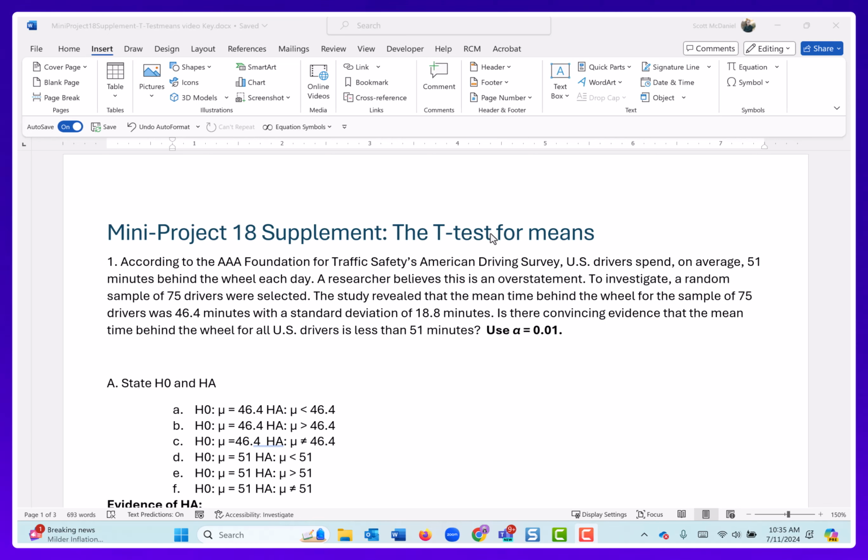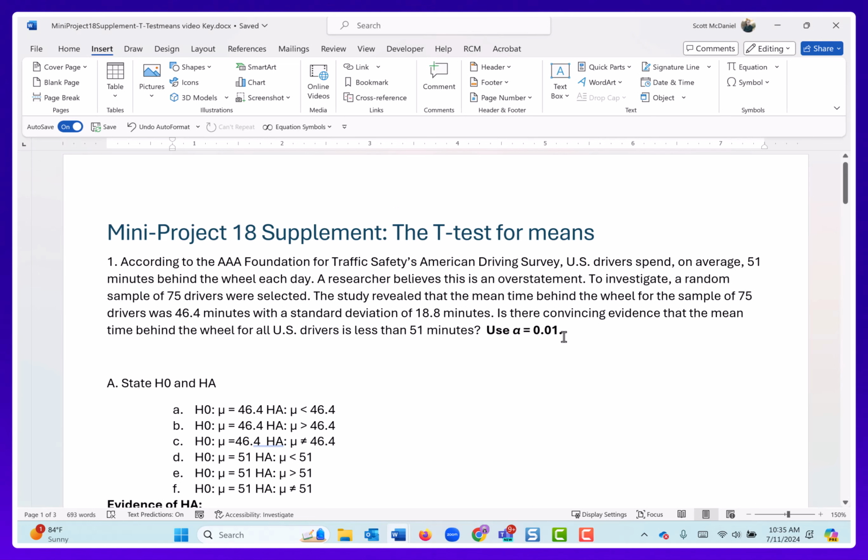According to the AAA Foundation for Traffic Safety American Driving Survey, U.S. drivers spend on average 51 minutes behind the wheel each day. A researcher, however, believes this is an overstatement. To investigate, a random sample of 75 drivers was selected. The study revealed that the mean time behind the wheel for the sample of 75 drivers was 46.4 minutes, with a standard deviation of 18.8. Is there convincing evidence that the mean time behind the wheel for all U.S. drivers is less than 51 minutes?